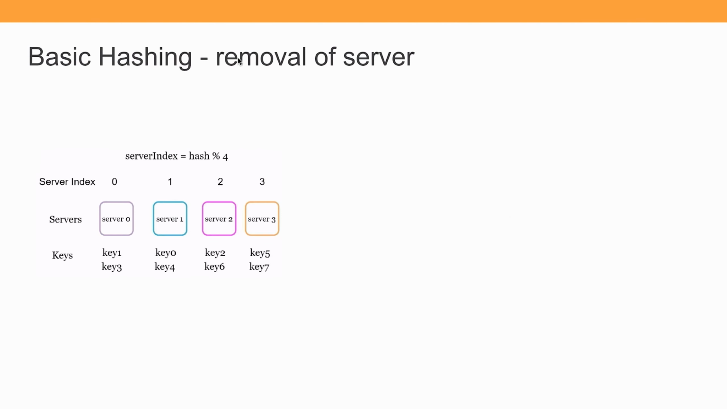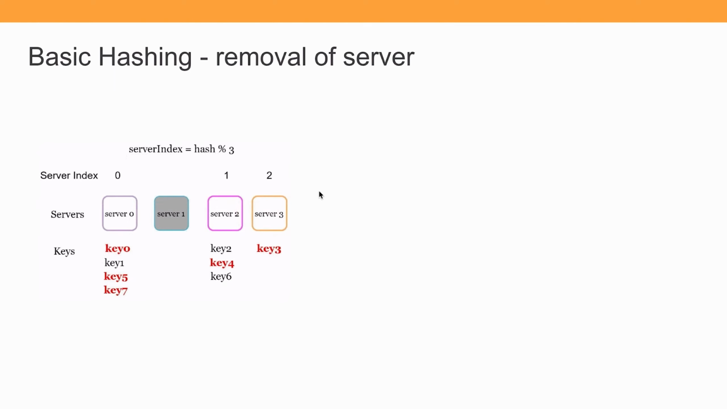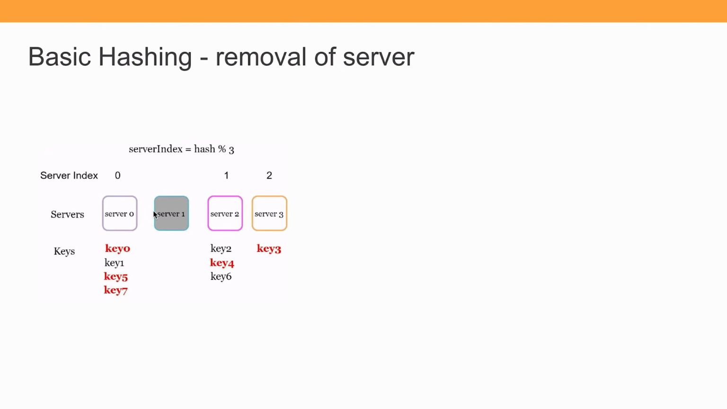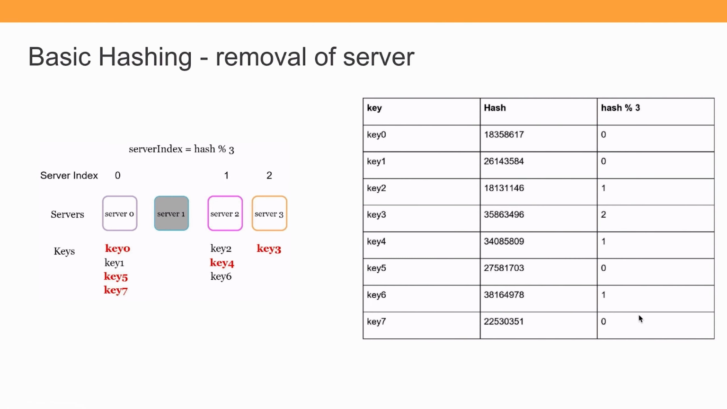Now let's say we have removed one server. Currently the server mapping is like this. We have removed server 1. Now what is happening? We need to rehash everything with this hash function. Earlier, if you see closely, the hash function was hash modulus 4. That was the number of servers present in our cluster, and then one server went down. We need to update the hash function, and now keys will be remapped, or our hash table should be updated like this because one server has gone down.